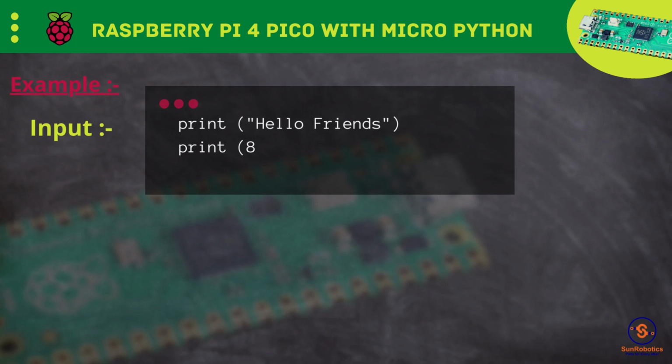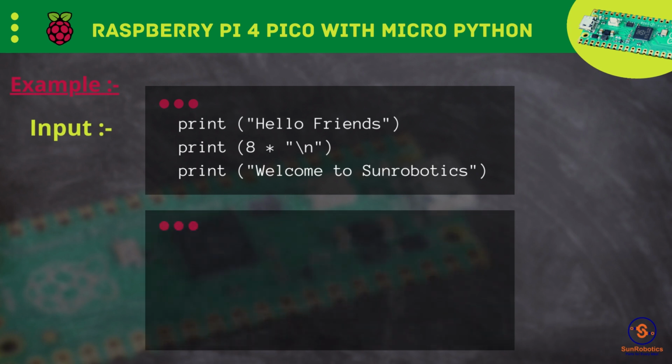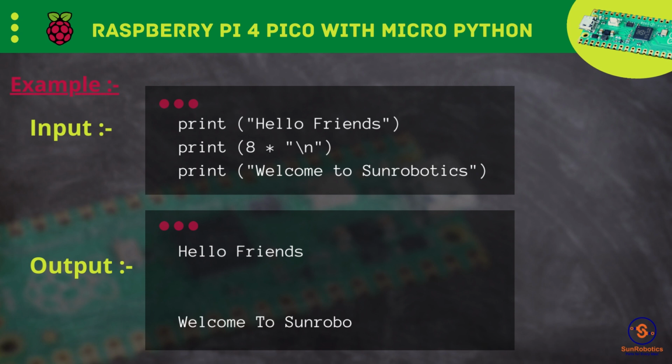I typed print("hello friends"), print(8 * "\n"), print("welcome to SunRobotics"). And the output is hello friends, and after 8 blank lines, welcome to SunRobotics. I hope you understand the print function.